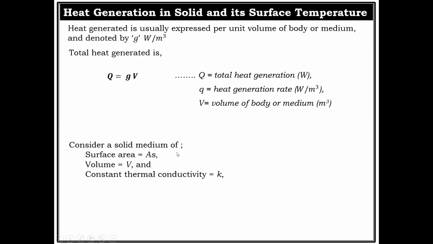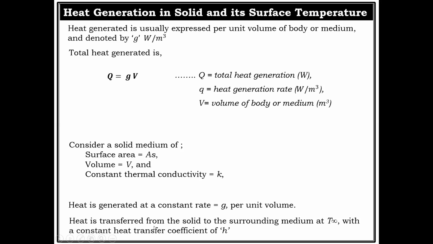Now consider a solid medium of surface area As, volume V, and constant thermal conductivity k. Constant thermal conductivity means it remains the same in all directions. Heat is generated at a constant rate g per unit volume. Heat is transferred from the solid to the surrounding medium at temperature T infinity, with a constant heat transfer coefficient, that is, the convective coefficient of the surrounding fluid, h.